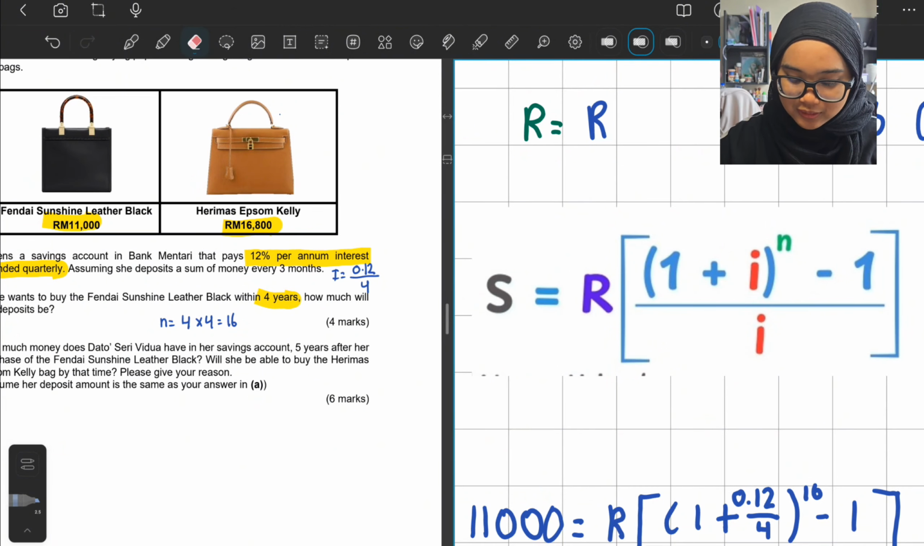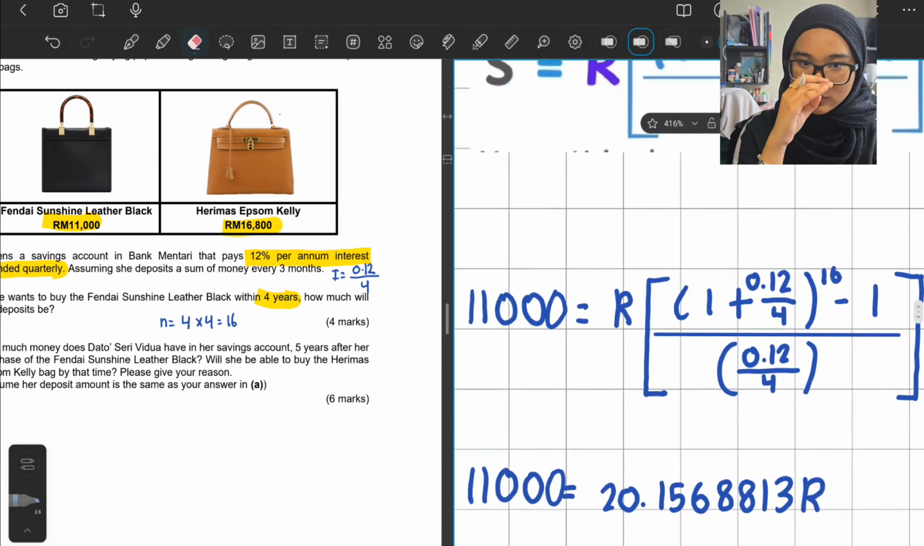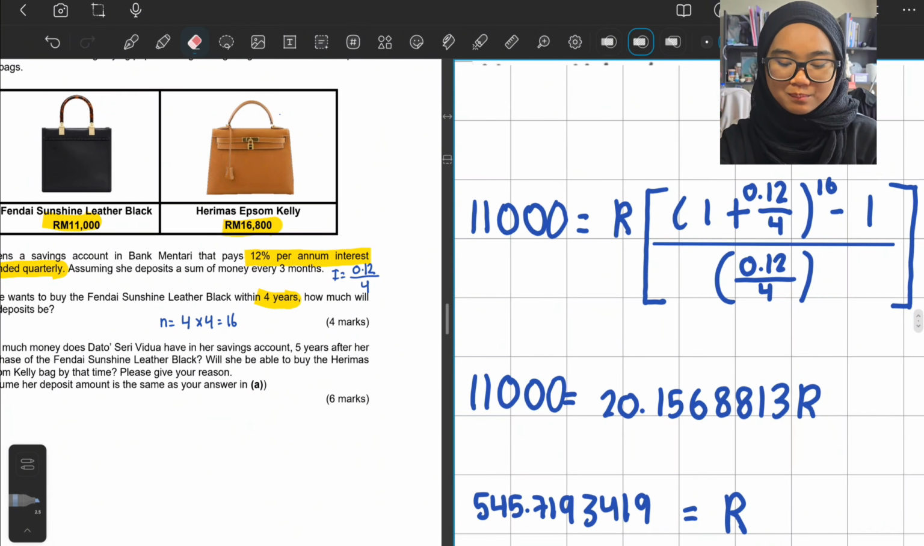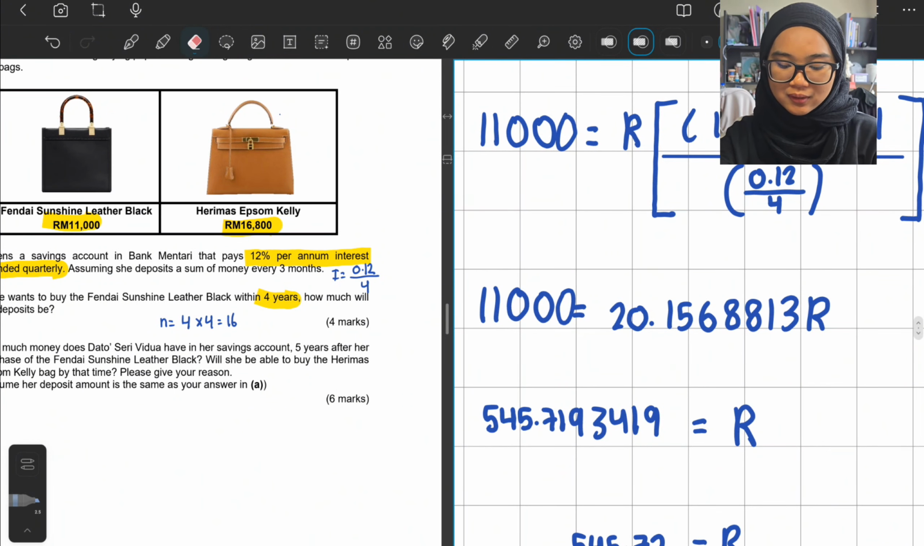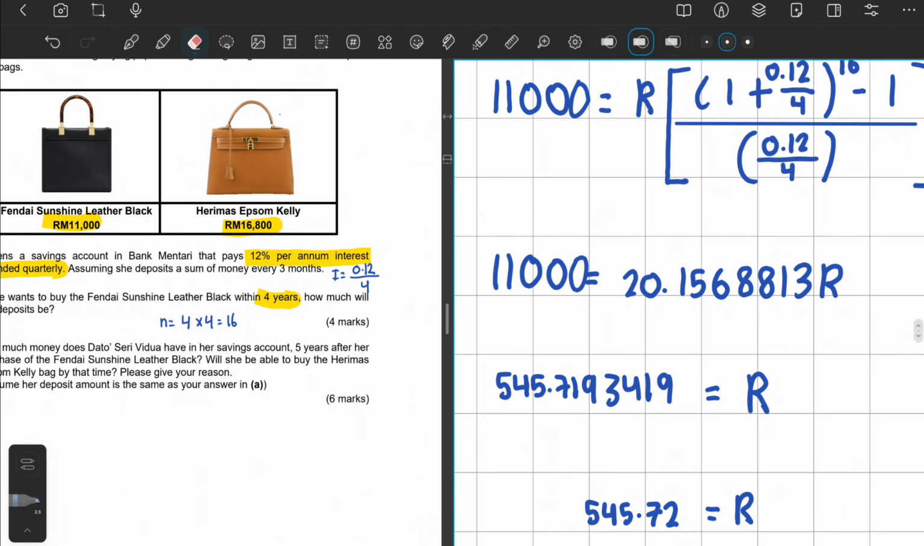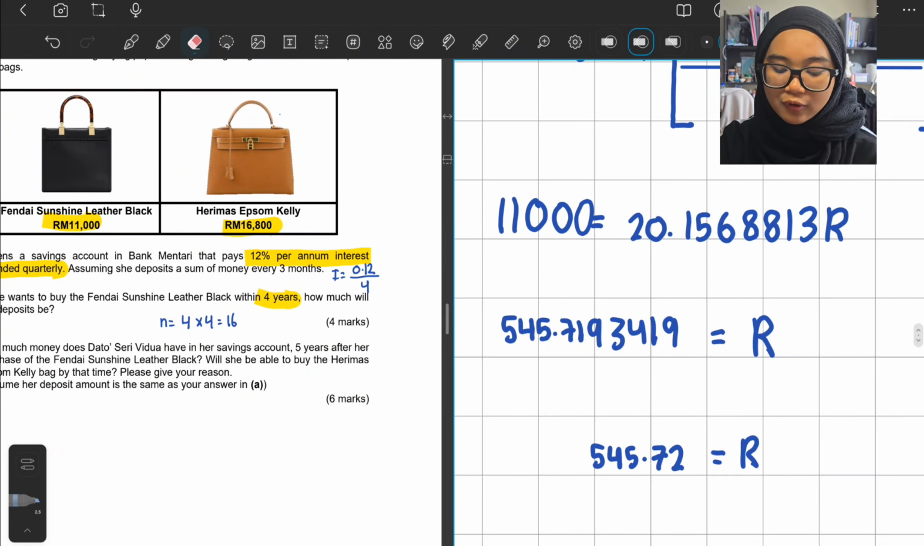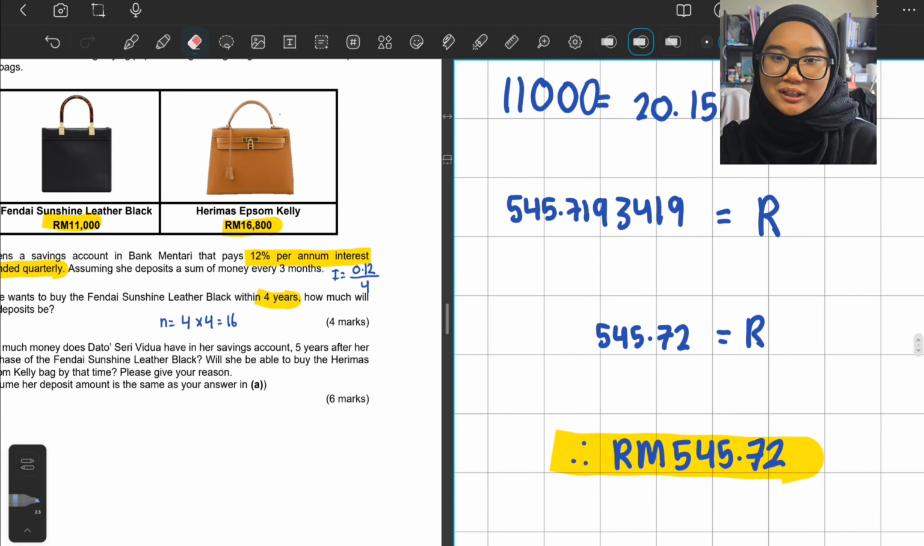So this is how you do it. You put in all the information, then you just simplify it. Then you can get the R, and there you go. We got the R as RM545 and 72 cents. So let's answer question B.